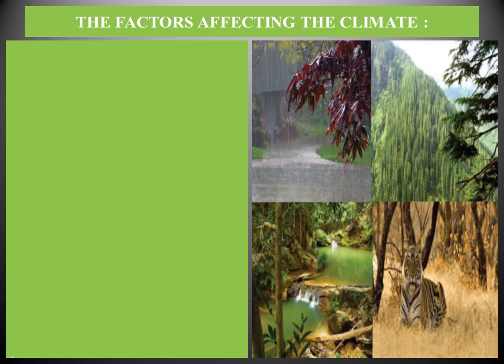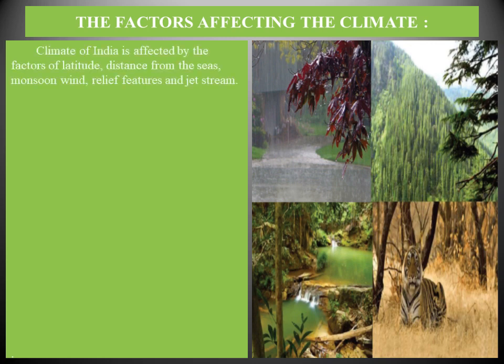In the previous chapter, you have learnt about the landform and drainage of our country, which deal with the natural environment. In this chapter, you will learn about the climate, rainfall distribution, natural vegetation, and wildlife of our country. Do you know? Equable climate is also called a British climate, which is neither too hot nor too cold. Now, the factors affecting the climate.